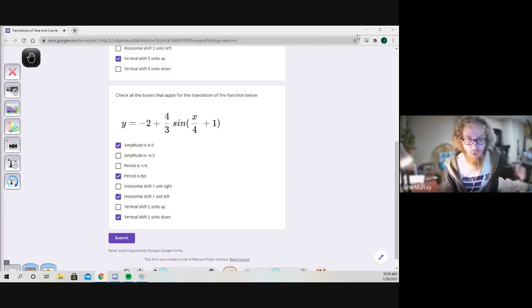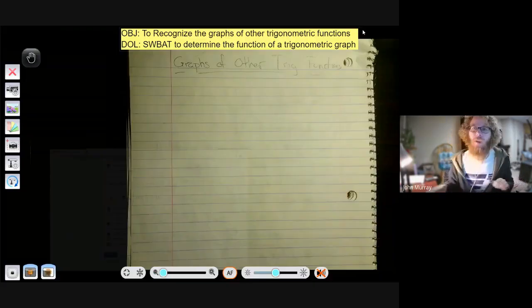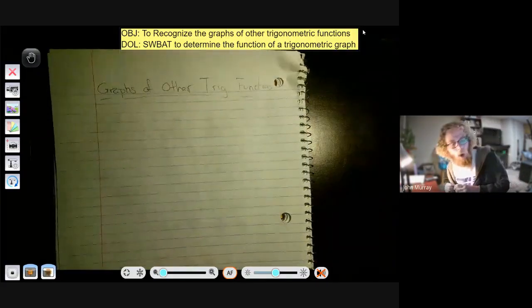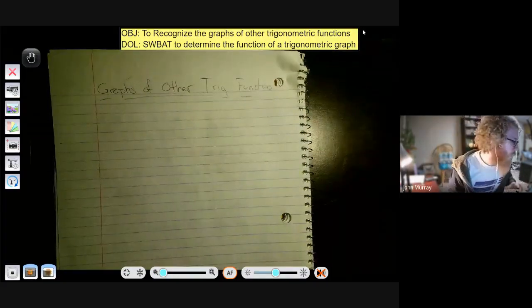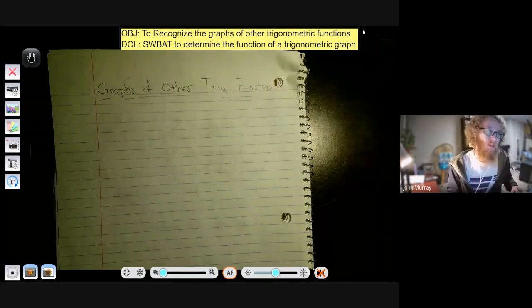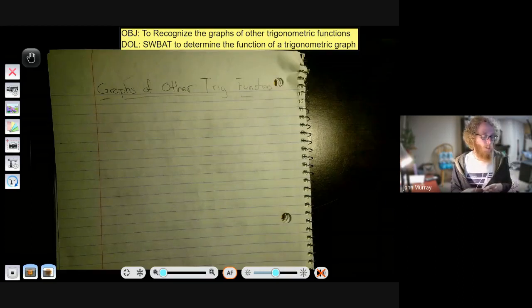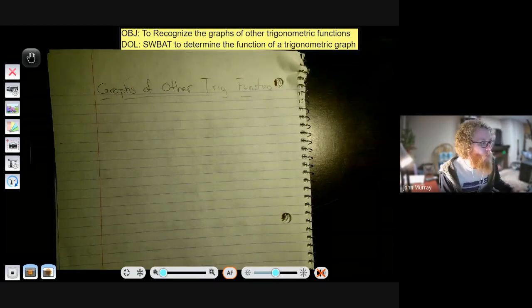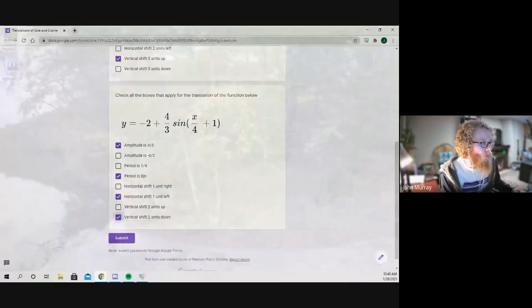All right. So today we're just going to take some time and look at the graphs of our other trig functions. Sine and cosine are our most basic trig functions. Everything else, the other 4, involve sine and cosine. So we can use the properties of our sine and cosine graphs to help us.